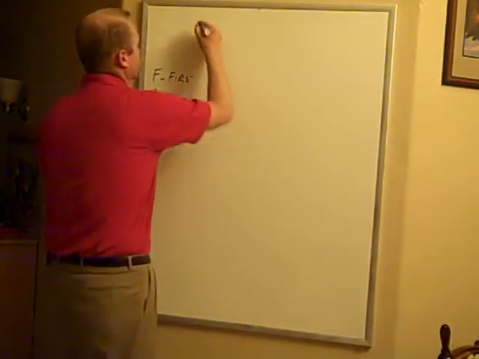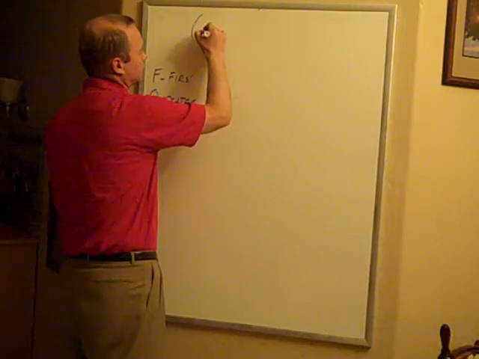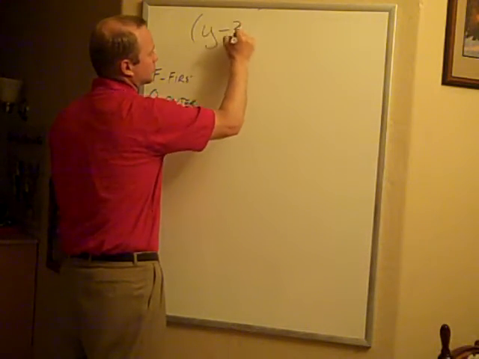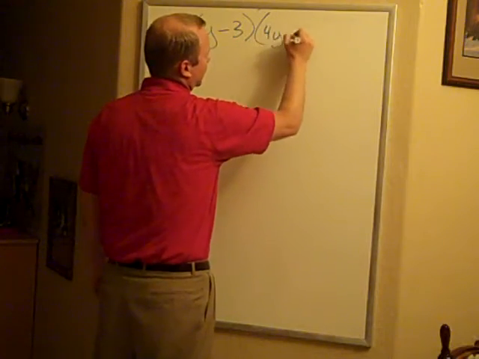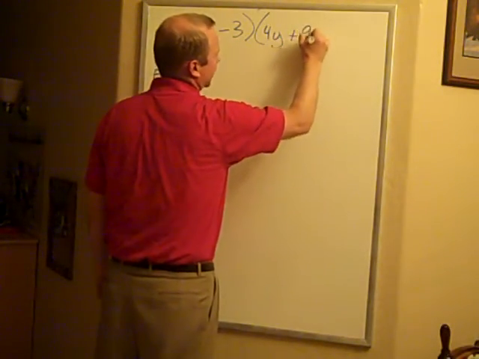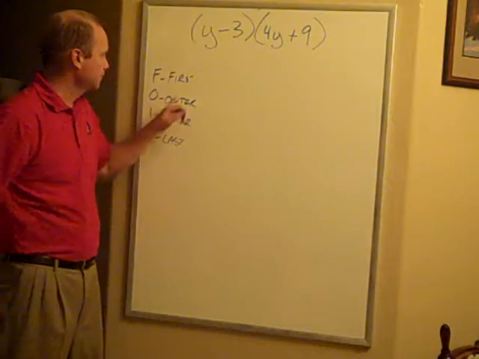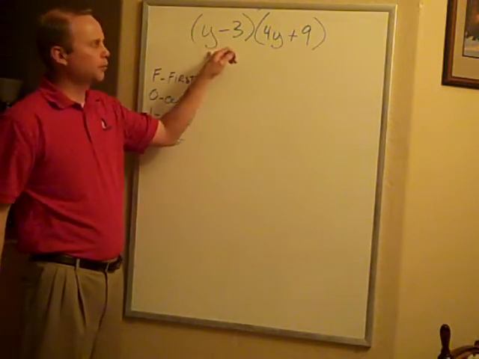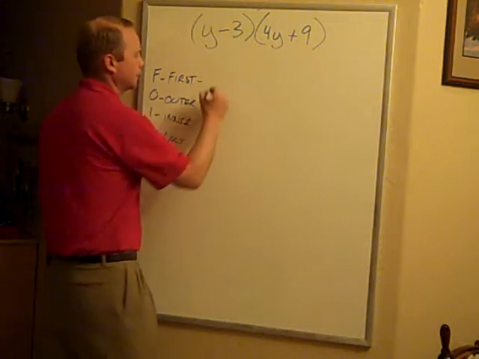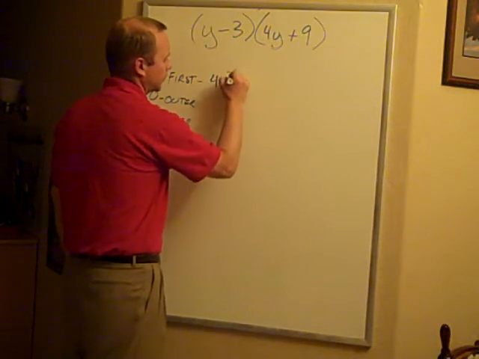We're using the same one again here. So we're going to go y minus 3 times 4y plus 9. Okay? My first terms here, and I erased part of that. First term, I've got y times 4y. That's going to give me 4y squared.